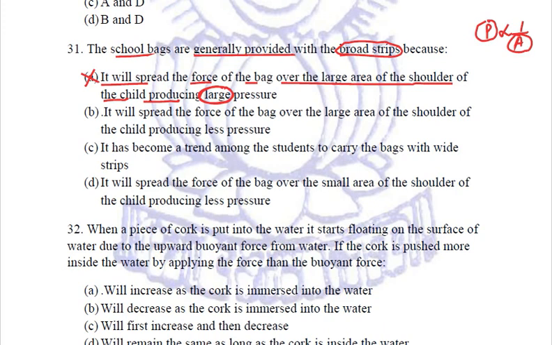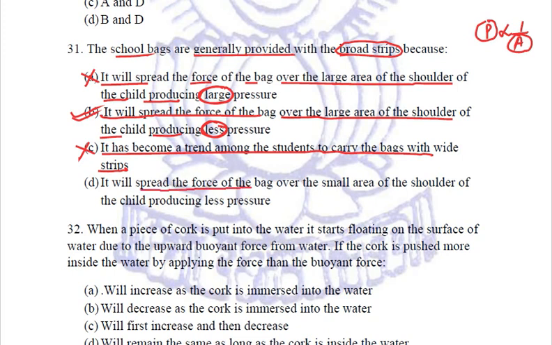Next option is it will spread the force of the bag over the large area of the shoulder of the child, producing less pressure. Exactly. This is the right answer. But let us try to relate the other options as well. It has become a trend among the students to carry the bags with wide straps. Not at all. It will spread the force of the bag over the small area of the shoulder. No, it is going to increase the area of force. So B is the answer.